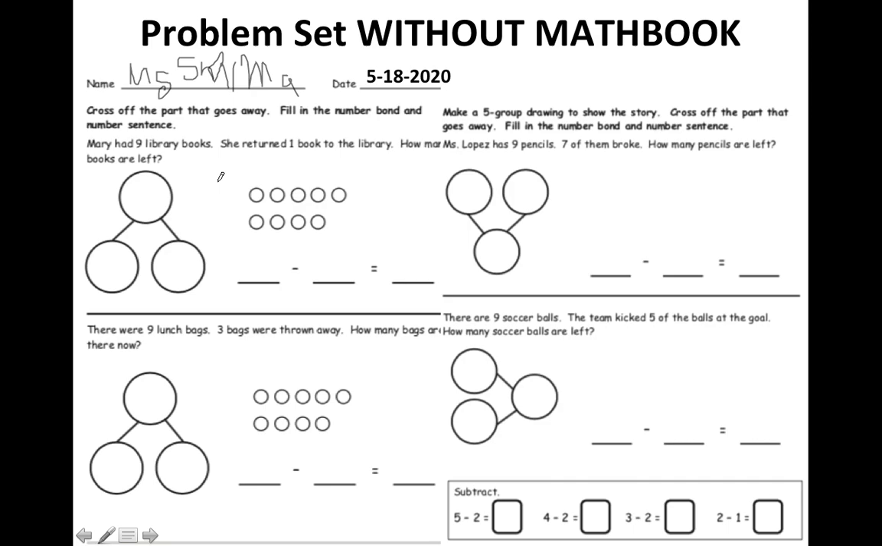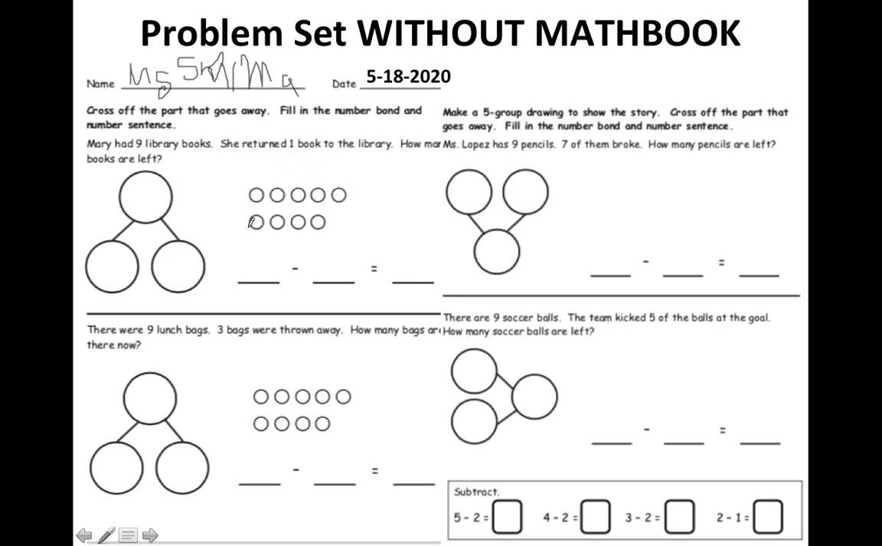Let's read the directions. It says cross off the part that goes away. Fill in the number bond and the number sentence. Mary had 9 library books. She returned 1 book to the library. How many books does Mary have left? Mary had 9 books. She returned 1 book to the library. How many books are left?